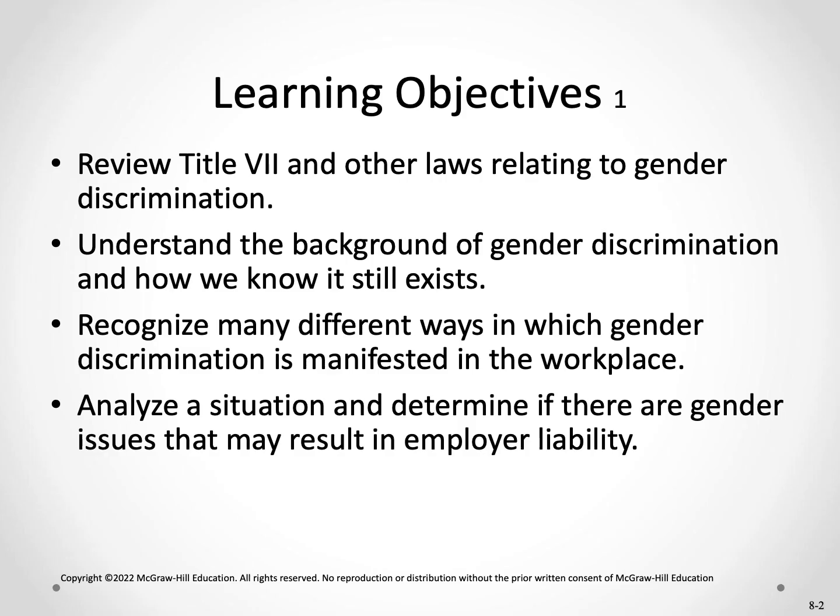So there are 8 learning objectives in this chapter. Number 1, we're going to review Title VII and other laws regarding gender discrimination and learn a little bit about some of that history. Understand the background of gender discrimination and how we know it still exists. So basically, we're going to look at the data and be able to demonstrate that gender discrimination is still a real thing. We're going to recognize many different ways in which gender discrimination is manifested in the workplace.